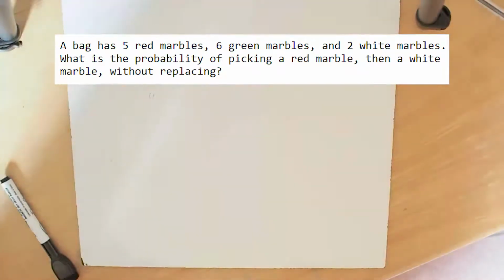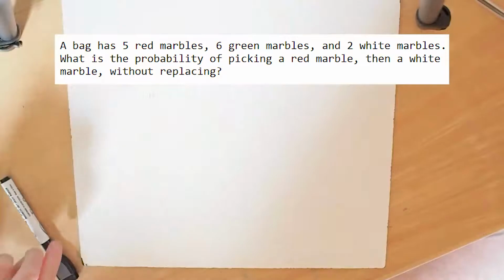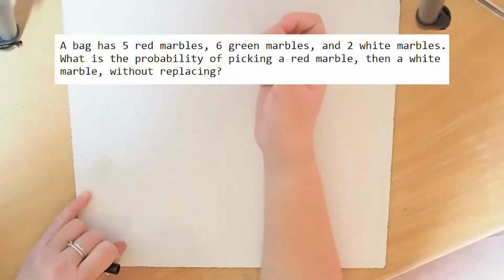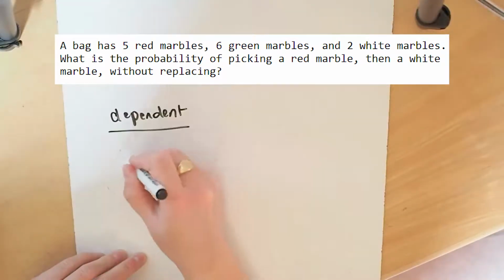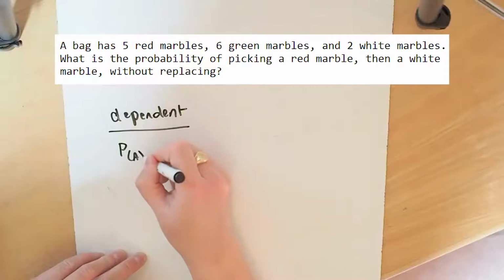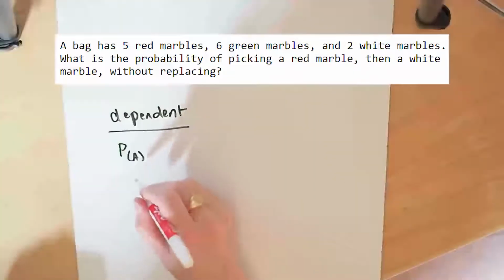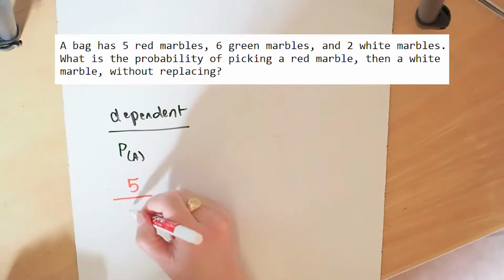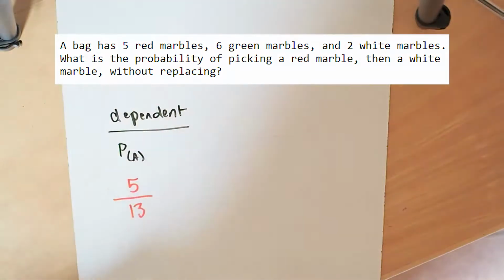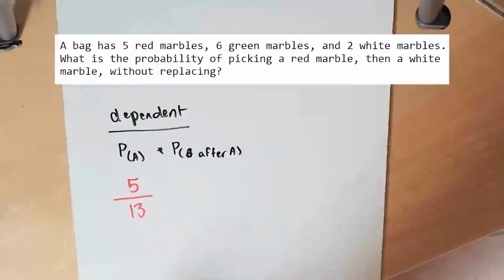A bag has 5 red marbles, 6 green marbles, and 2 white marbles. What is the probability of picking a red marble, then a white marble, without replacing? So let's start off by saying that, okay, we're not replacing, so that means that the amount of marbles in the bag is going to change for the second event. That means these events are dependent. If we're finding the probability of A, okay, picking a red marble, my amount of favorable outcomes is 5. There's 5 red marbles, and there's a total of 13: 5 plus 6 plus 2. The probability of event B is changed. So now we have the probability of B after A happens.